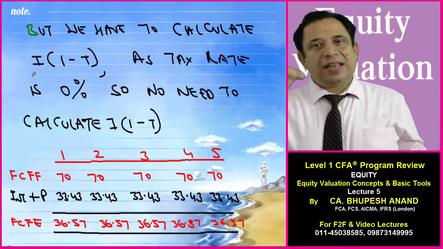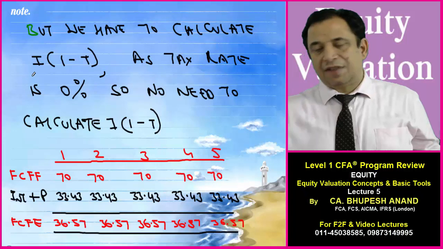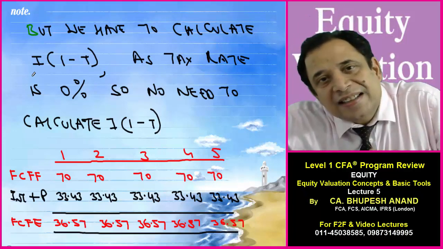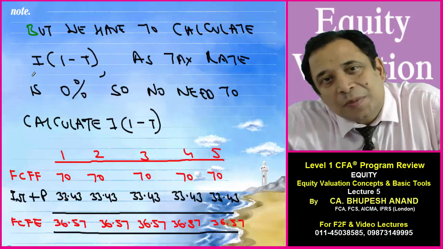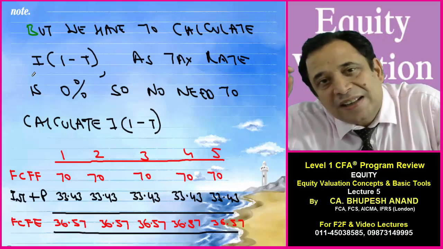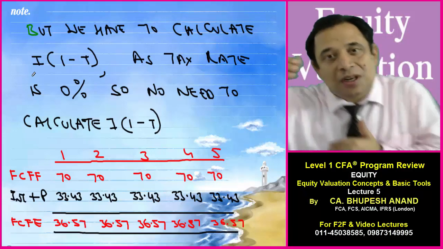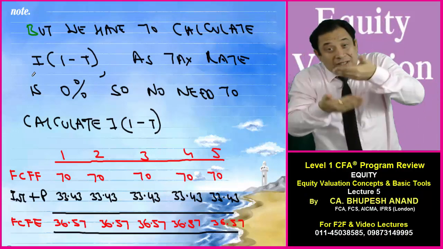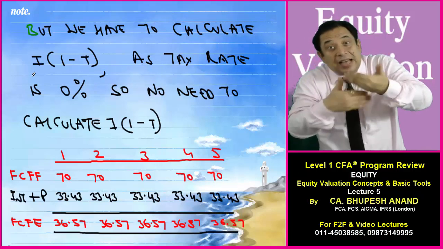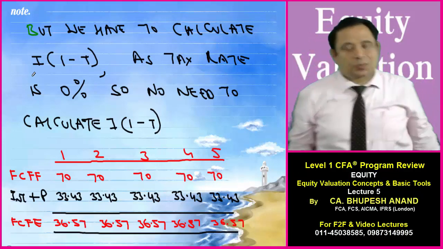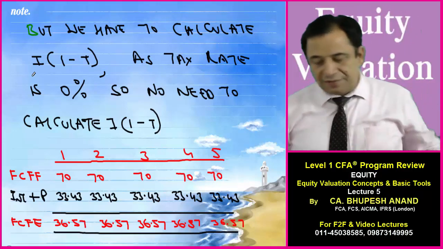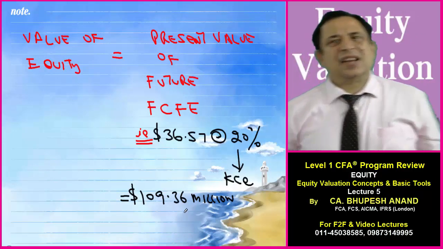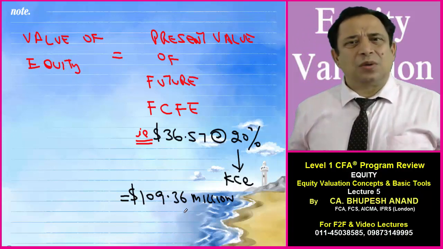So I have written free cash flow for firm 70, less the two payments. One is after tax interest, and second is principal. That I have already calculated as payment of 33.43. So I am deducting that 33.43. The balance amount which I will be getting is named as free cash flow for equity. That is 36.57, 36.57, 36.57, 36.57, and then I can easily calculate with the help of a calculator.